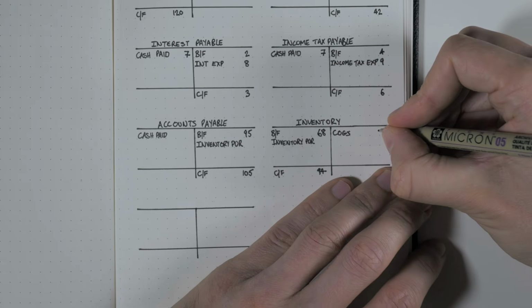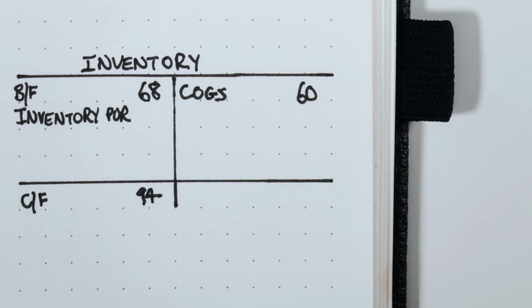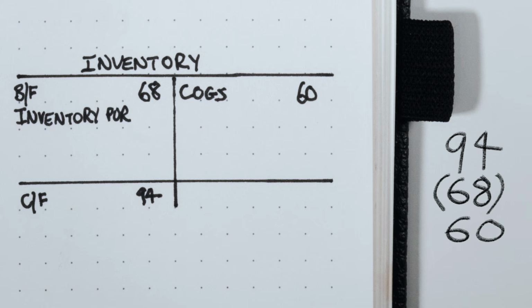So we write 60 on the credit side of the T account, because when we sell inventory, we debit the income statement to recognize the expense, and we credit inventory in the balance sheet to reduce our assets. That leaves us with inventory purchases, which we can work out using the other numbers. A closing balance of 94, less the opening balance of 68, and adding back cost of goods sold of 60 gives us inventory purchases of 86. So we debit the T account by 86.